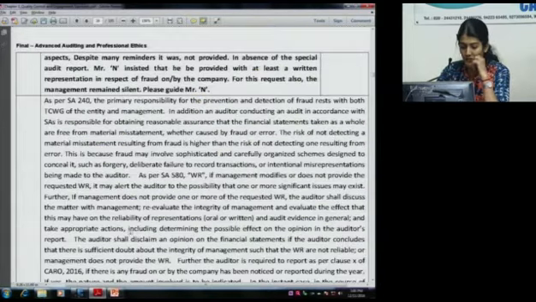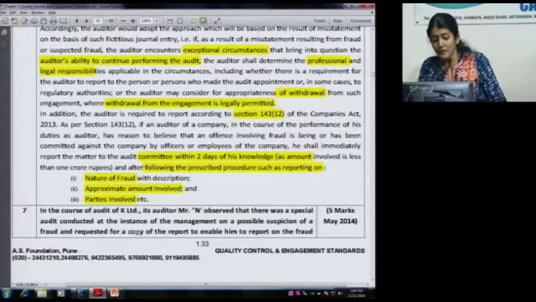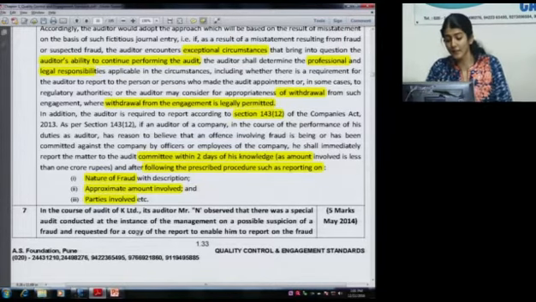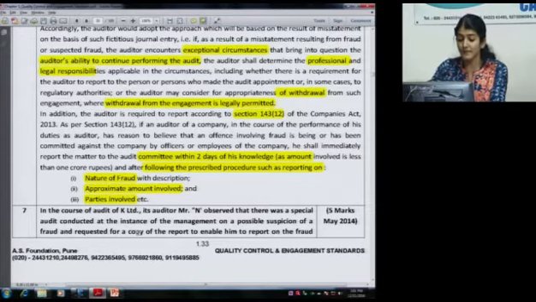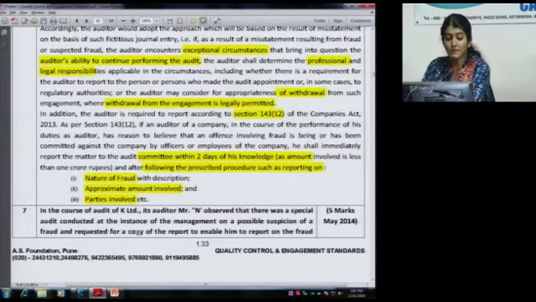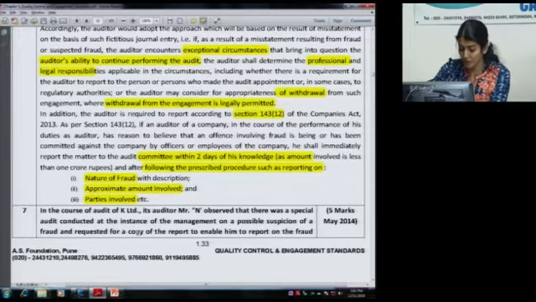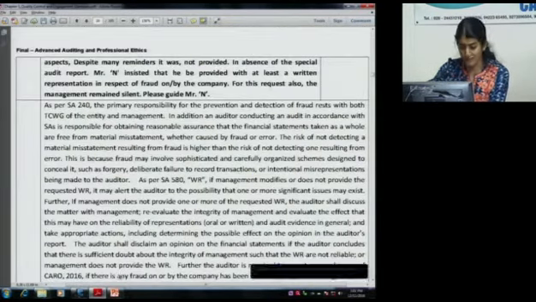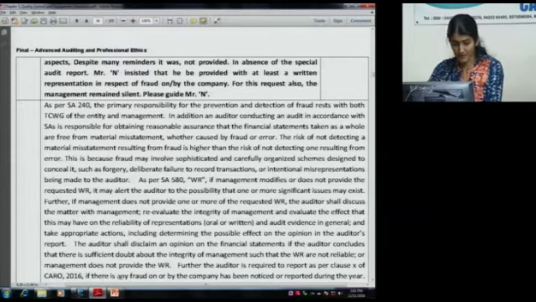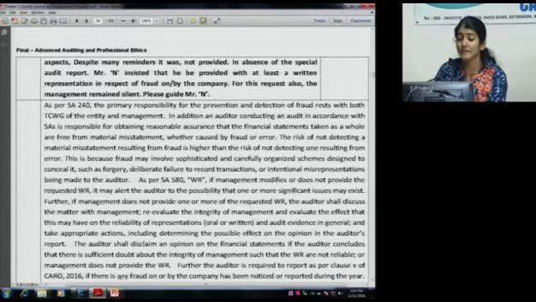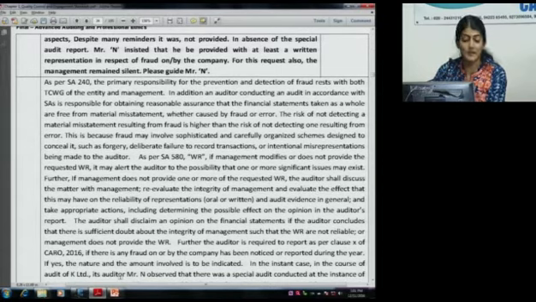Right. Next one, question number 7. In the course of audit of K Limited, its auditor Mr. N observed that there was a special audit conducted at the instance of the management on a possible suspicion of a fraud and requested for a copy of the report to enable him to report on the fraud aspects. The report asked for by the auditor was not provided despite many reminders. In the absence of the special report, N insisted that at least a written representation be provided. For this request also, the management remained silent. Please guide Mr. N.